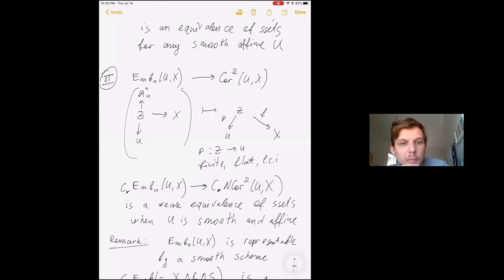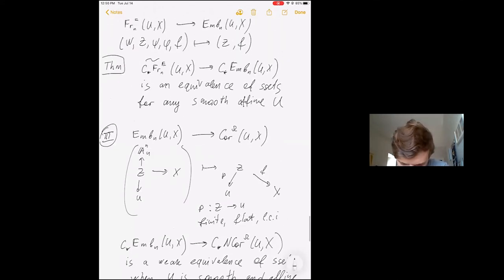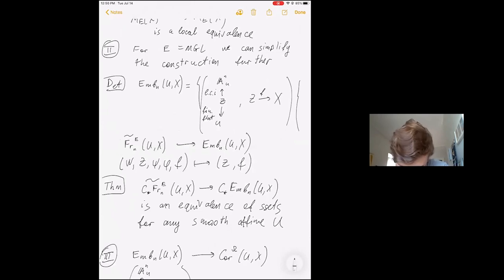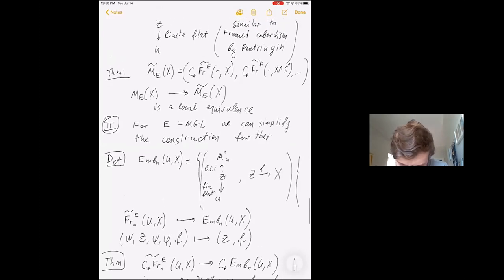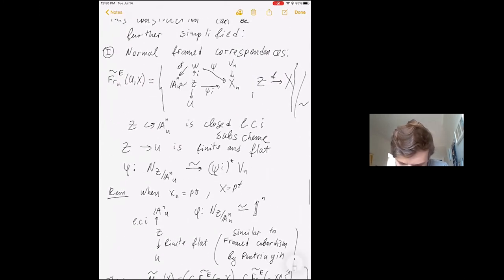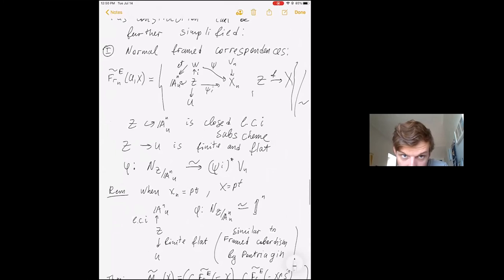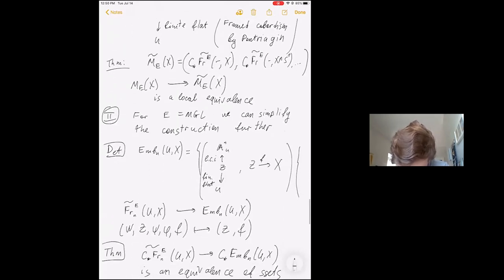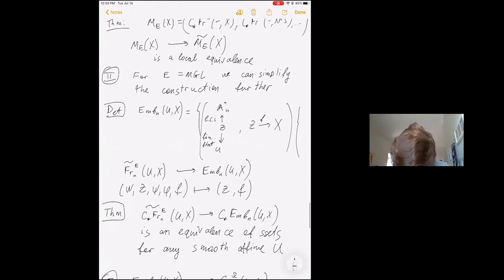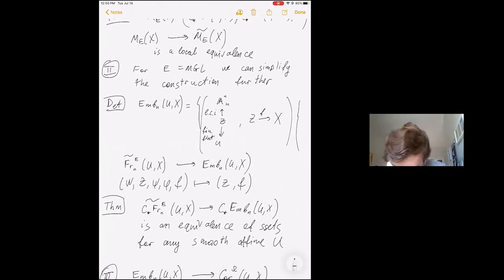Okay, very good. And is it the same principle which works for the previous step, step number two? Yes, for step number two, you mean the step for normal framed correspondences? Step number two goes from the normal framed correspondences to the embeddings. Yes, again, the reason why it works over this smooth affine U is that we are able to construct an explicit homotopy that works over smooth and affine U.